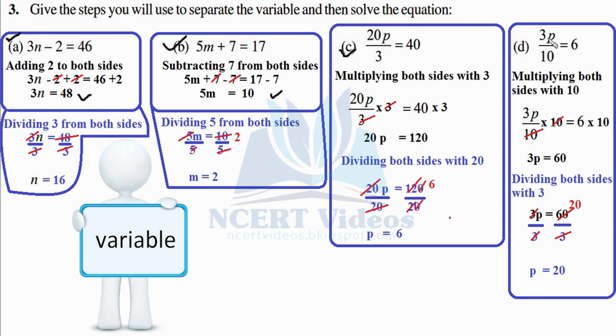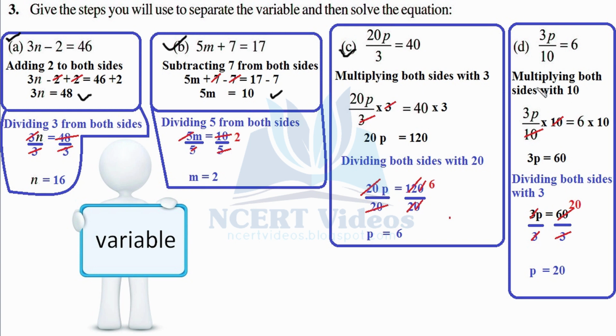D, 3 into p upon 10 equals 6. Now we don't have to touch this first because it is directly getting multiplied with the variable. We have to eliminate the other thing which is not directly attached to the variable. So it is division. We'll have to introduce in multiplication in the numerator. Multiplying both sides with 10. Always bear in mind that you have to do it on both sides, because this doesn't change our actual value.